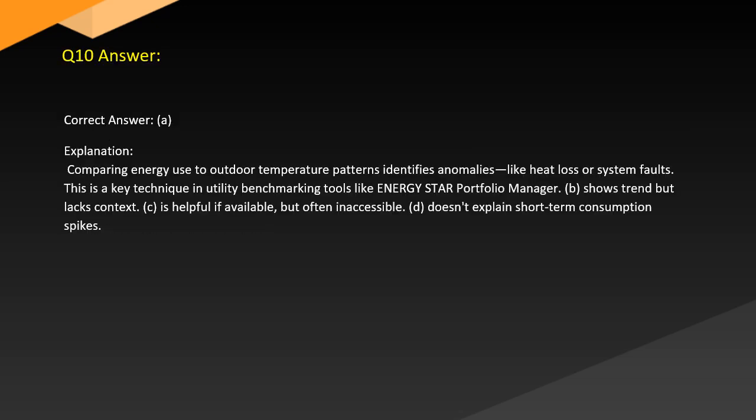Correct answer: A. Explanation: Comparing energy use to outdoor temperature patterns identifies anomalies, like heat loss or system faults. This is a key technique in utility benchmarking tools like ENERGY STAR Portfolio Manager. B shows trend but lacks context. C is helpful if available but often inaccessible. D doesn't explain short-term consumption spikes.